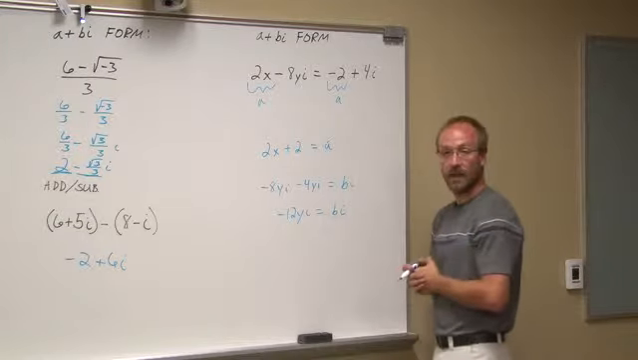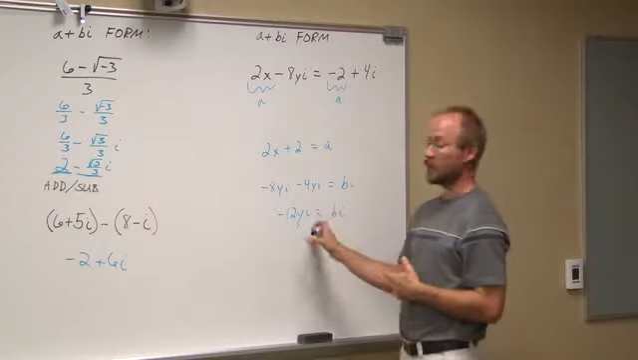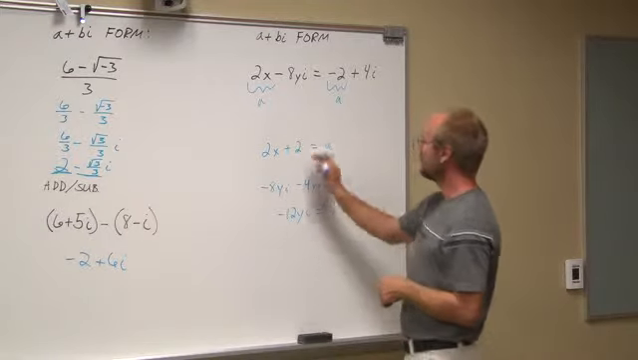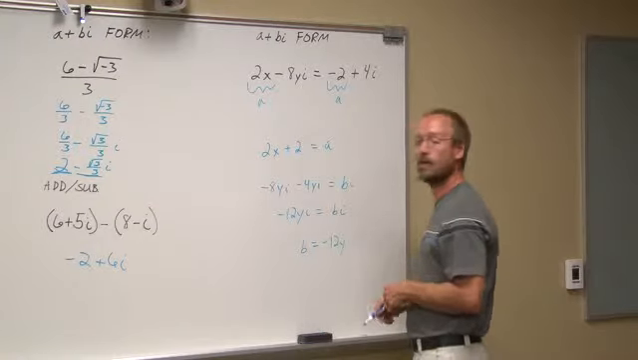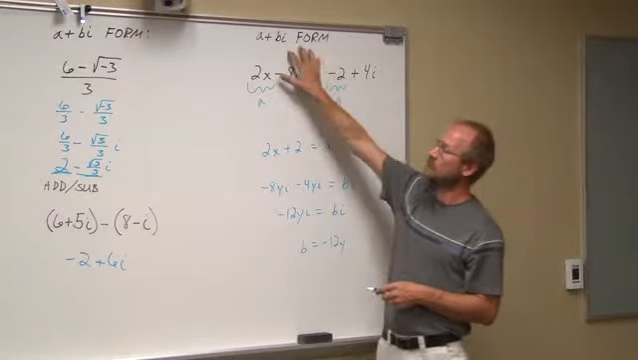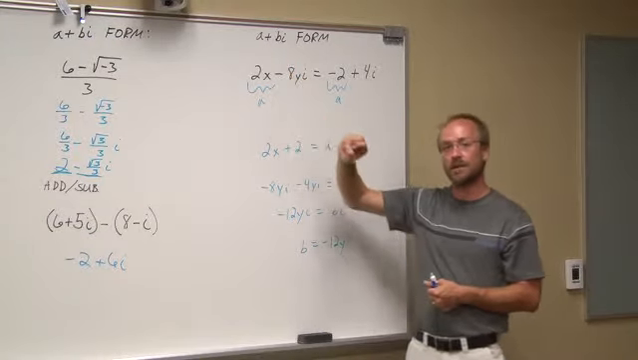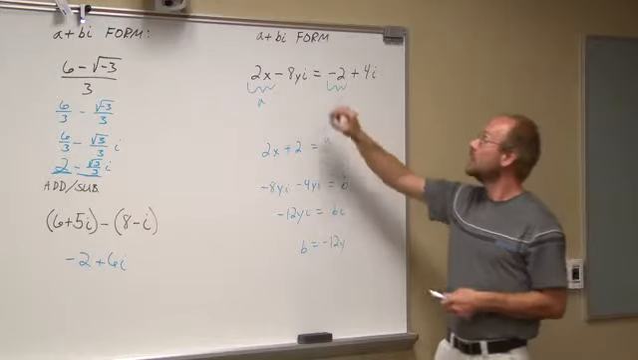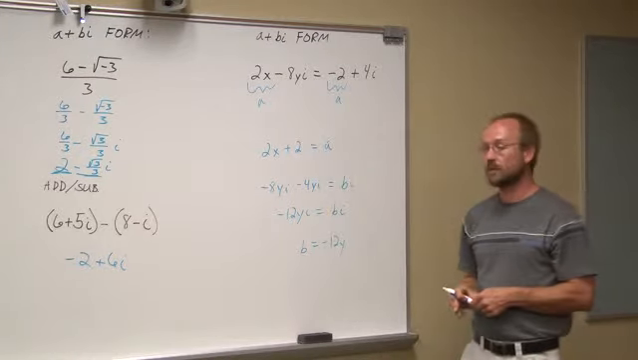What is my b value? Negative 12y. So b is negative 12y, and that's how we solve that. So a is this value, b is negative 12y. That's what you'll be asked to do in the homework example. This helps us understand what is the real portion of the imaginary number or the complex number. What is the imaginary coefficient of our complex number system?